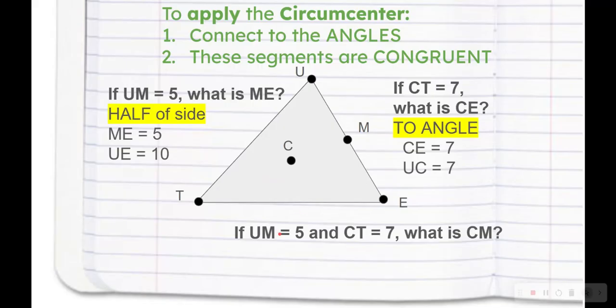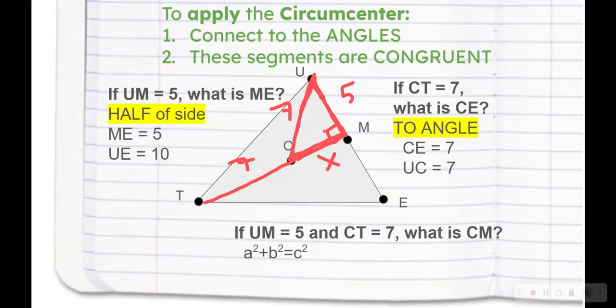Okay. If UM is 5 and CT is 7, what is CM? Well, remember, if CT is 7, CU is 7. And then to create the circumcenter, we had to draw perpendicular bisectors. So if I have a right triangle, how do you find the missing side of a right triangle? Pythagorean theorem. Across from the right angle, that's going to be your hypotenuse, that's your C. So y'all can solve that on your own.